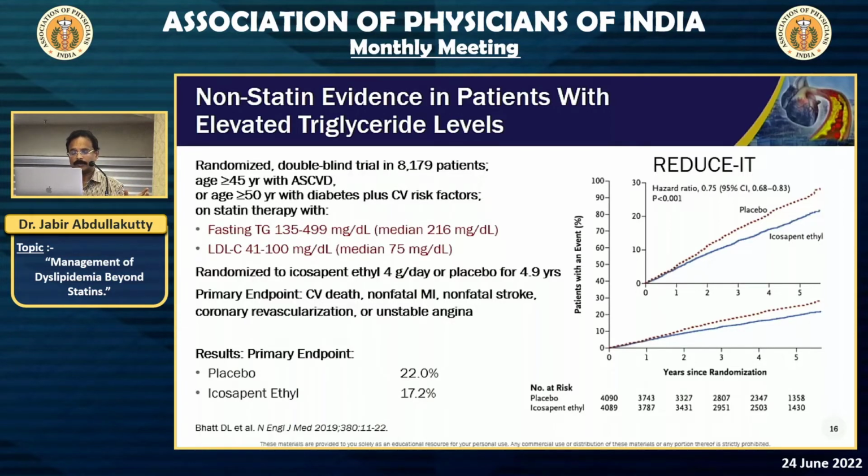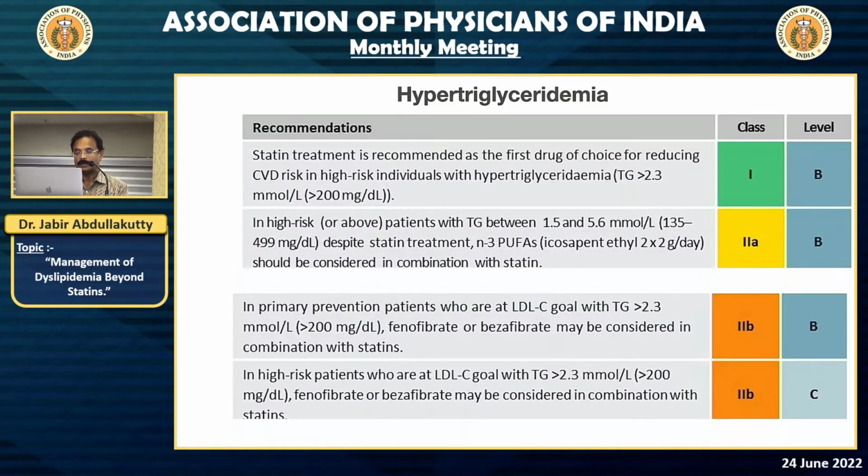It's a pure icosapent-ethyl, and they found that there is a benefit in terms of reduction in the endpoints. And this is a class 2B indication in some of the guidelines. So hypertriglyceridemia, first drug of choice for reducing cardiovascular disease risk in high risk individuals with a triglyceride of more than 200, class 1 indication is statin. And in high risk with a triglyceride between 135 and 499, despite a statin treatment, there is a class 2 indication for the use of icosapent-ethyl.